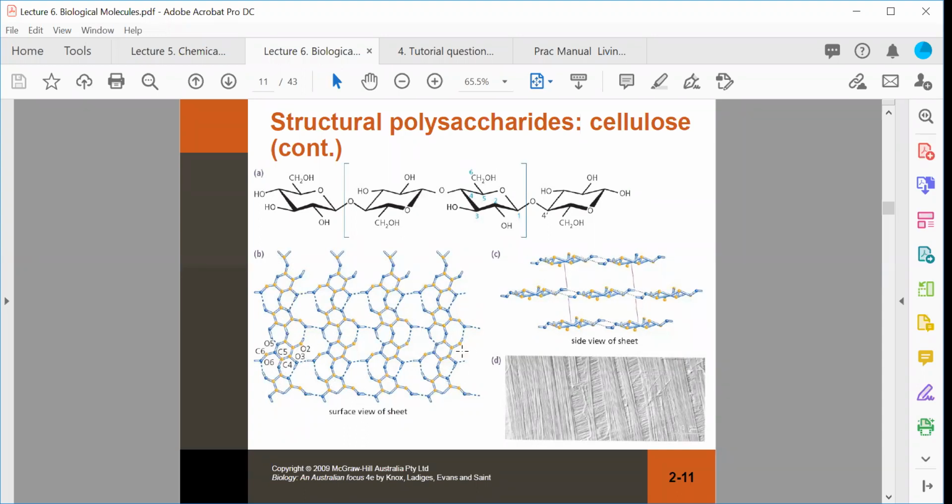And then if we take a side view of that sheet, here's the side view. So here's the side view of one sheet, that joins to another sheet, and so on until you actually have a fibre of cellulose. And that's what we're seeing here. These are actual fibres of cellulose running in one direction, and then you can see them underneath also running in the opposite direction. And this is an actual image of a plant cell wall and how those cellulose fibres are organised.